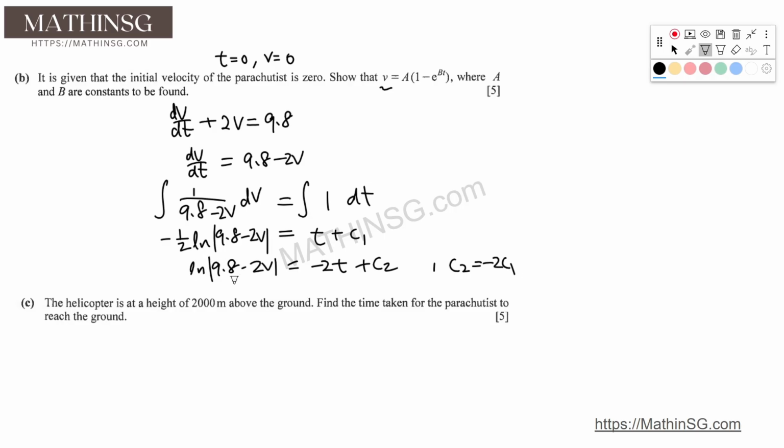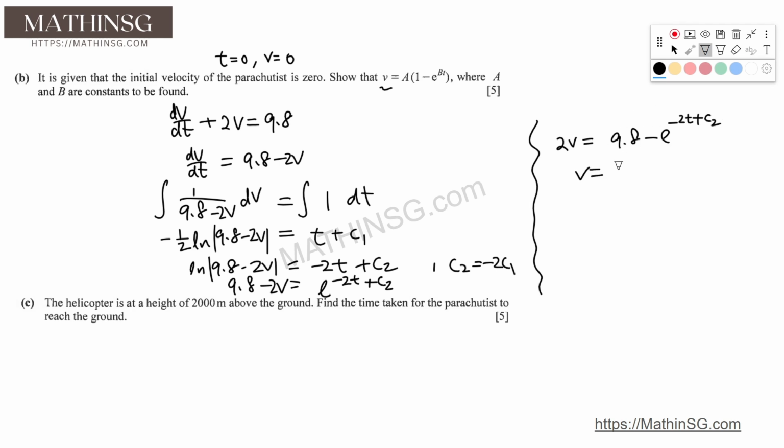Next I want to remove the ln. To remove the ln, I'll put e to the power of everything here. Now I'll make v the subject. So 2v equals 9.8 minus e to the power of minus 2t plus c2. So v equals, dividing everything by 2, 4.9 minus 1 over 4.9 e to the power of minus 2t, e to the power of c2.